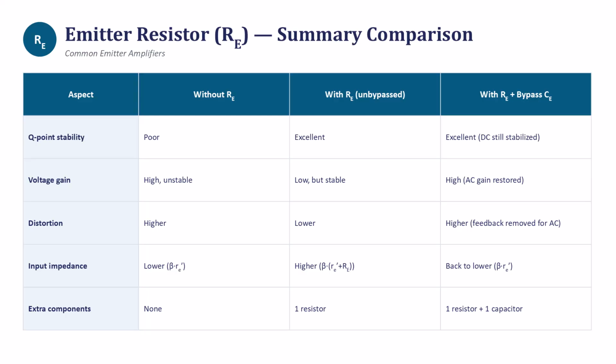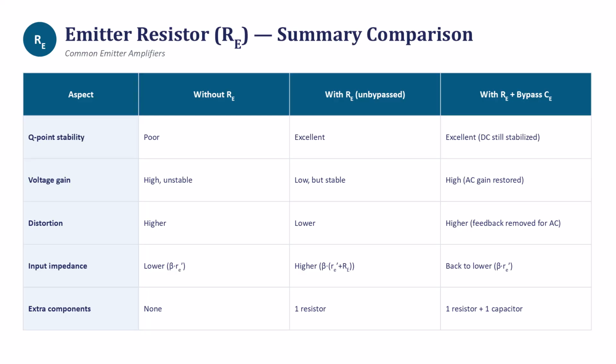Next, voltage gain. Without Re, gain is high but unstable. It depends heavily on HFE, which varies from transistor to transistor. With an unbypassed Re, gain drops but becomes stable and predictable. Add the bypass capacitor and high gain is restored for AC signals because the capacitor shorts out Re at signal frequencies while DC bias stability is unaffected. Distortion follows the same pattern. It's higher without Re, lower with Re, and higher again once the bypass capacitor removes that feedback for AC.